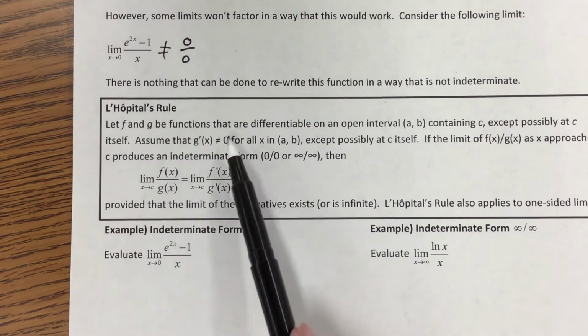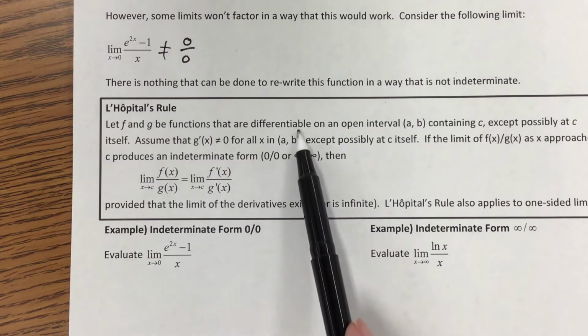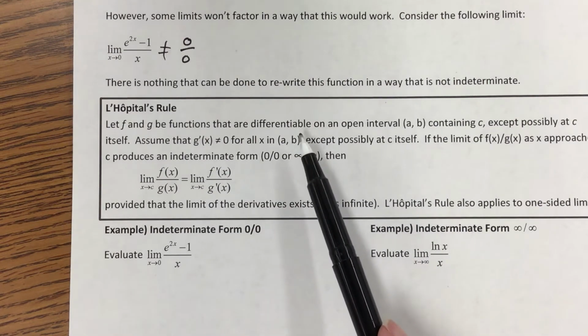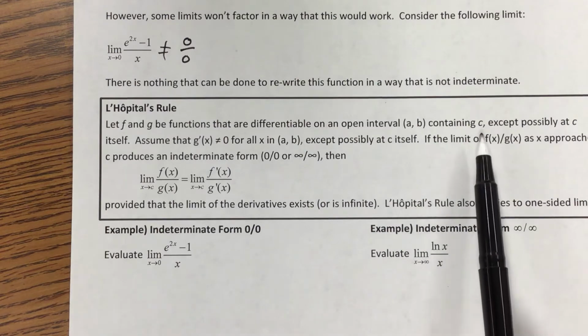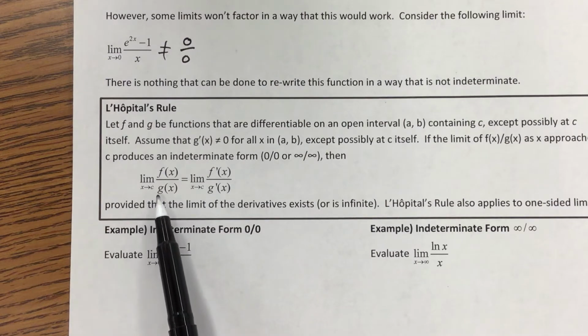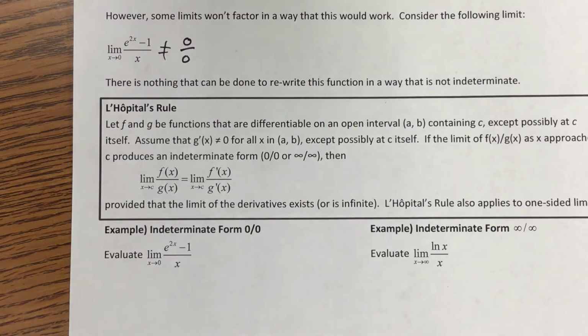So f and g are functions. Those functions have to be differentiable. So you have to be able to take the derivative on an open interval containing c. So you have to be able to take the derivative close to whatever the value of c is, like what you're getting close to right there. That means that your functions f and g have to be continuous really close to c, and there can't be weird stuff going on making it non-differentiable, so vertical asymptotes and weird stuff.